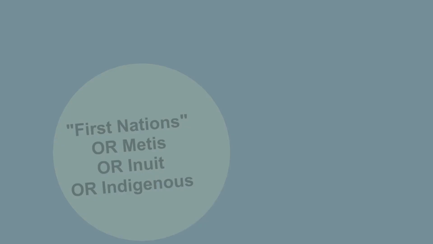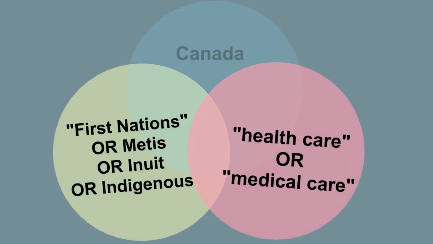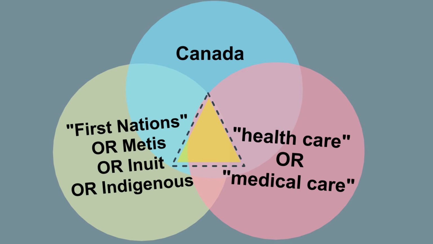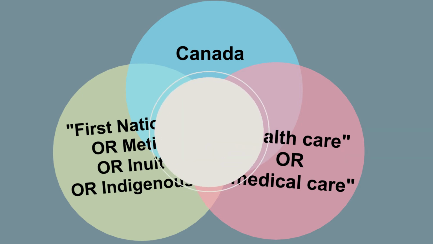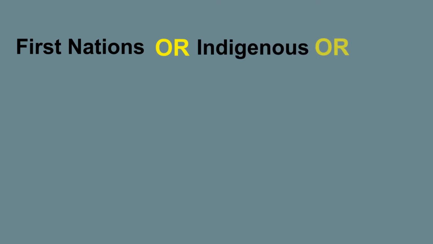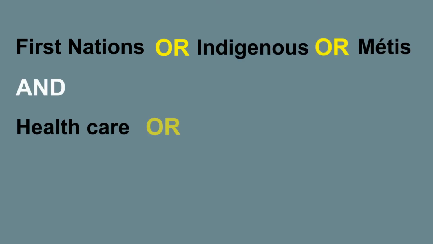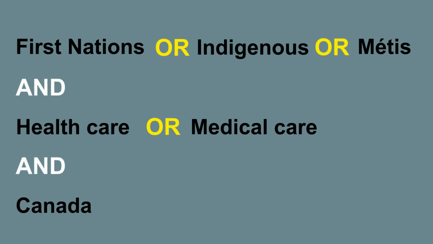But hang on! Every time we add another concept, the red area where all the concepts overlap gets smaller and smaller. Soon our search might have 0 results. What can we do about this? Remember OR? By searching for First Nations or Indigenous or Métis and healthcare or medical care and Canada, we now have a balanced search strategy.